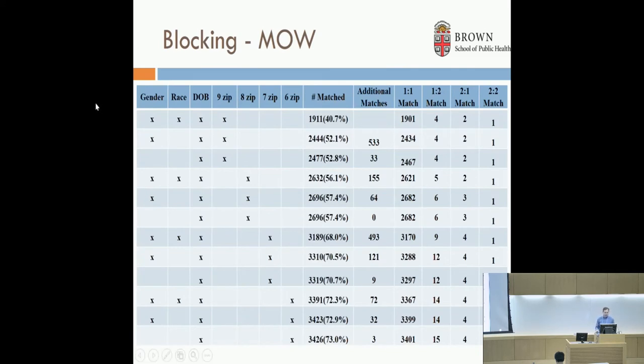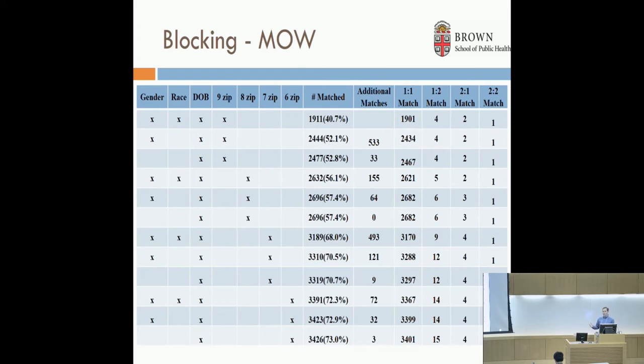So this is what happens. For someone to match on all of those variables together, only 40% of the population match on that exact one. And then I said, okay, well, race might not be recorded very well. So I will drop race, gender, date of birth, the 9-digit zip code, bring me to 52%. So I'm still only 50% of my population is matched exactly.